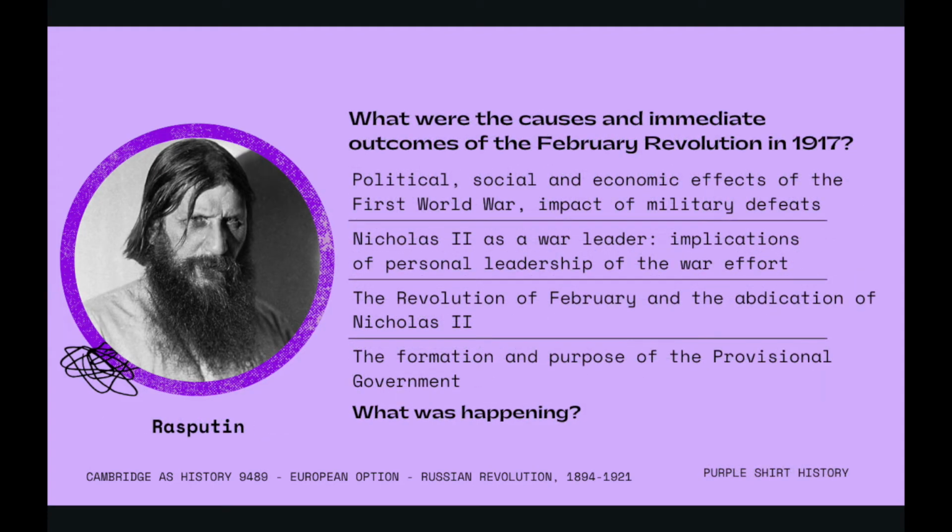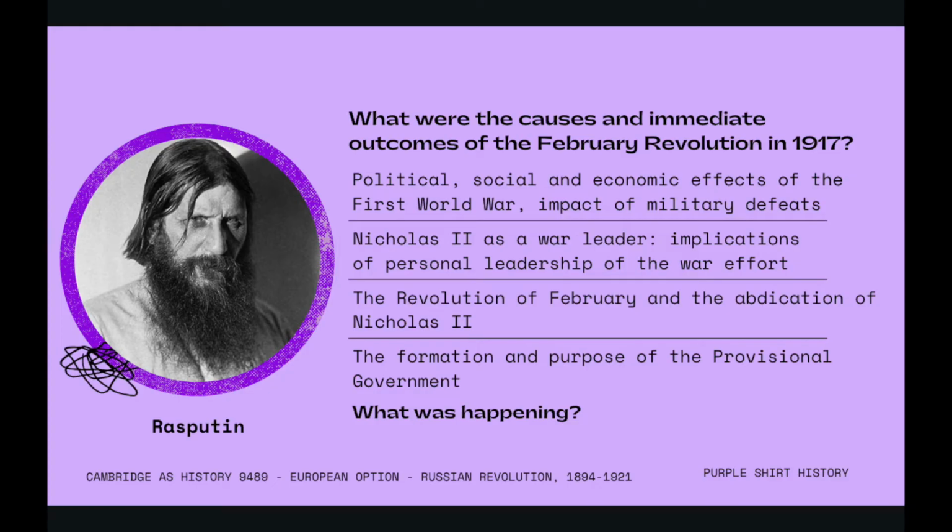Political, social, and economic effects of the First World War. From August 1914, Russia starts to suffer heavy defeats, and by 1917, the country is completely exhausted. We'll see the overthrow of Tsar Nicholas II and the end of 300 years of Romanov rule.